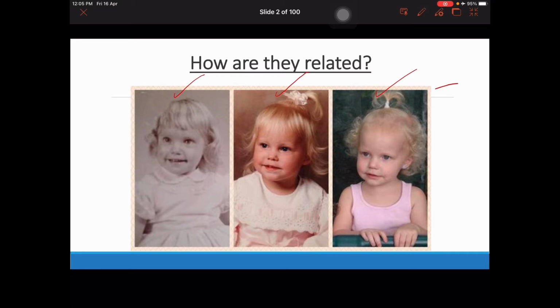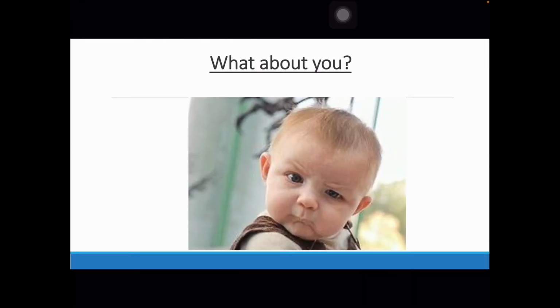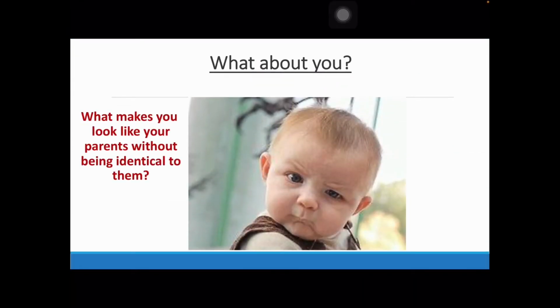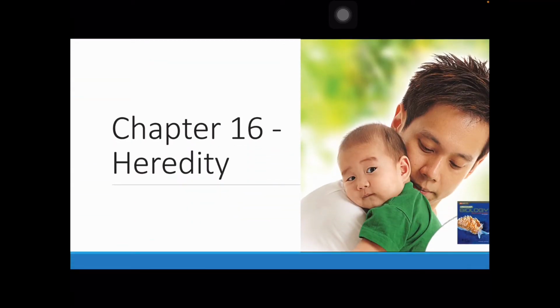This is actually what this entire chapter is about. It helps us understand how exactly characteristics are passed down from parents to us, and why we aren't exactly like our parents. What about yourself? I'm sure you have certain features that look like your mom, and certain features that look like your dad. But what makes us not exactly the same as either of them? That has to do with this concept of inheritance. So this is the chapter that we'll be talking about.